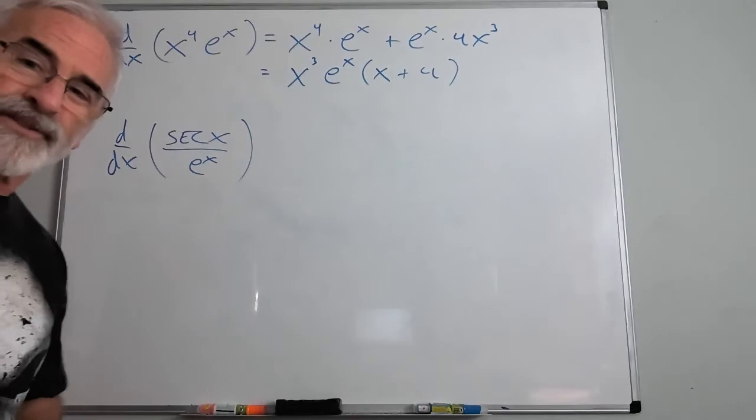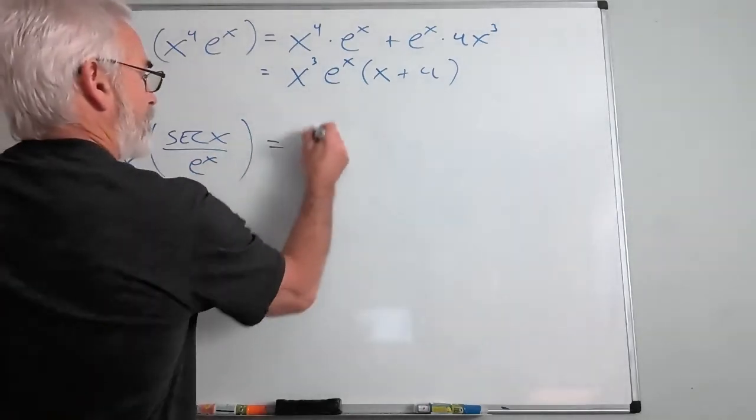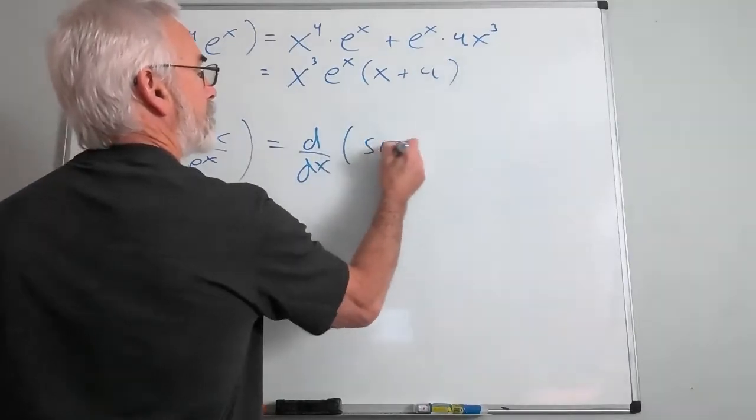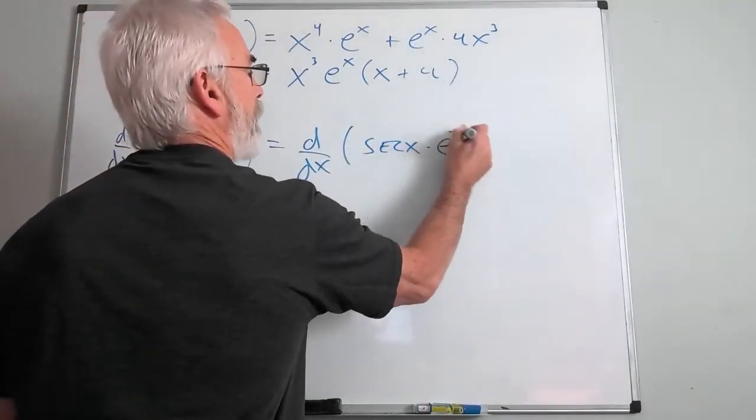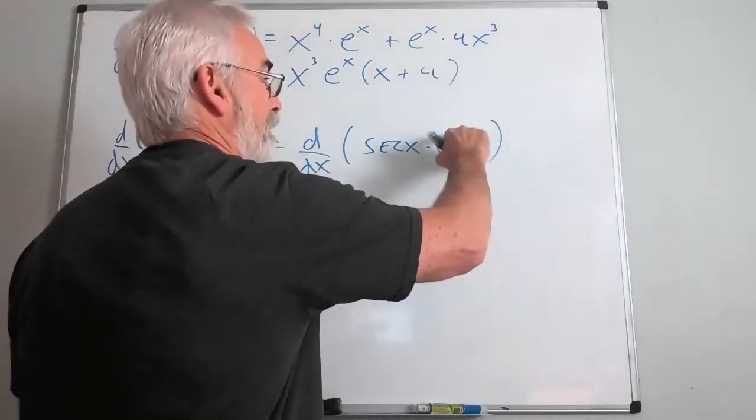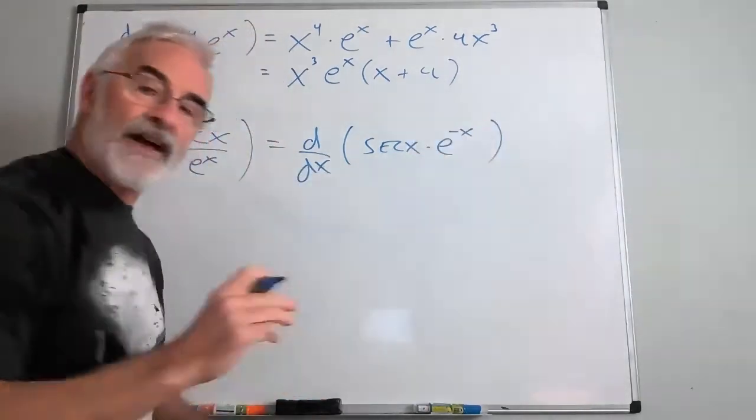But it turns out most of the time it might be easier to simply rewrite this as a product, and that would be e to the negative x. Okay? Now, that is still an exponential function, but that's no longer an x. That's now a function of x.